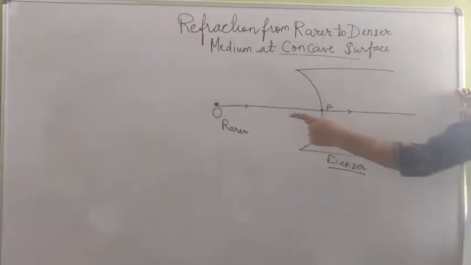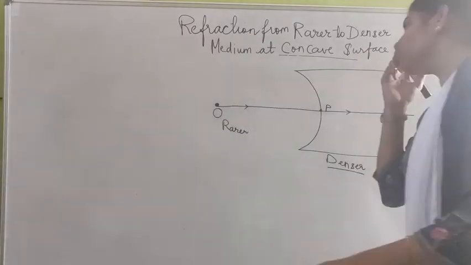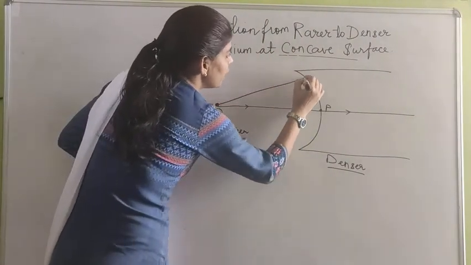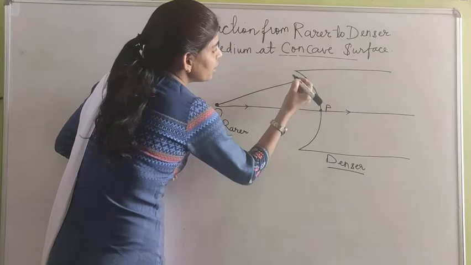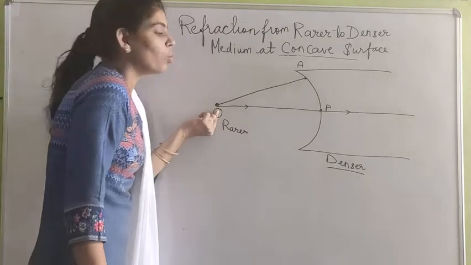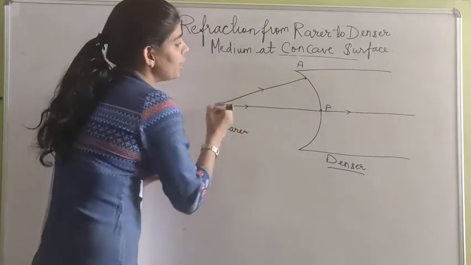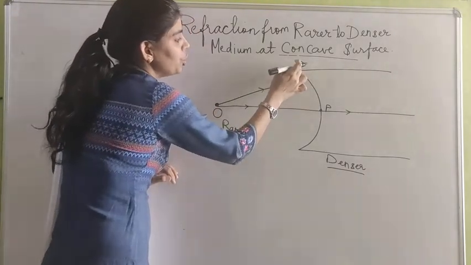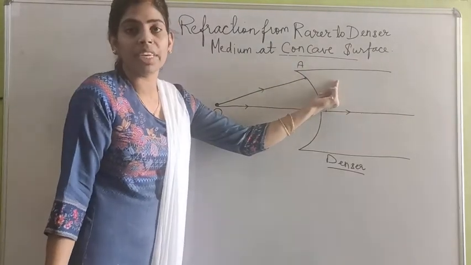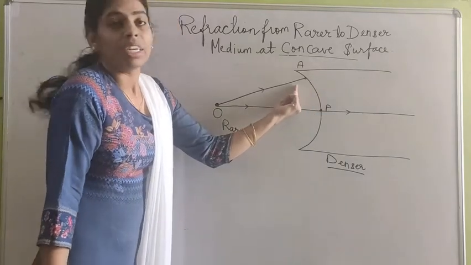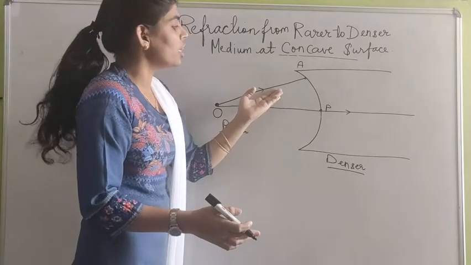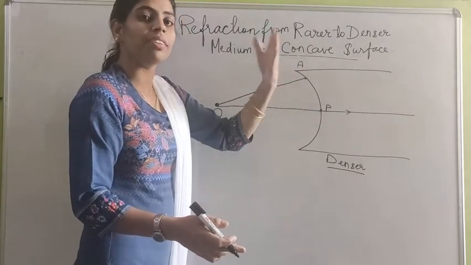So the second ray should also come from this object. The second ray from this point object will strike the surface at this point. Let us give it a name A. The second ray from this point object will come and strike the surface at position A. Now the ray is going from rarer medium to denser medium, so refraction will occur. So we have to draw the normal to see whether this ray will bend towards the normal or bend away from the normal.